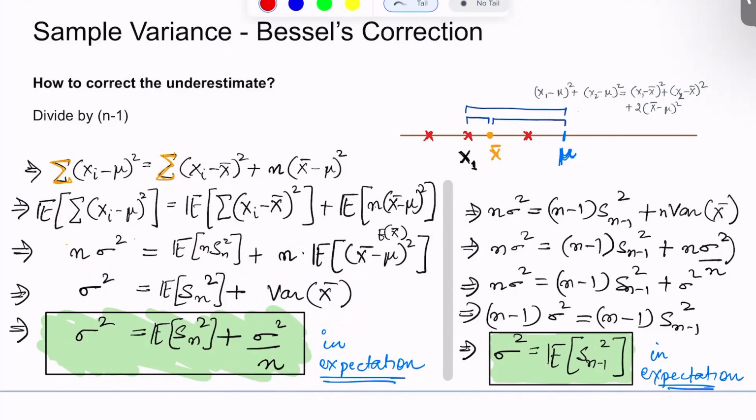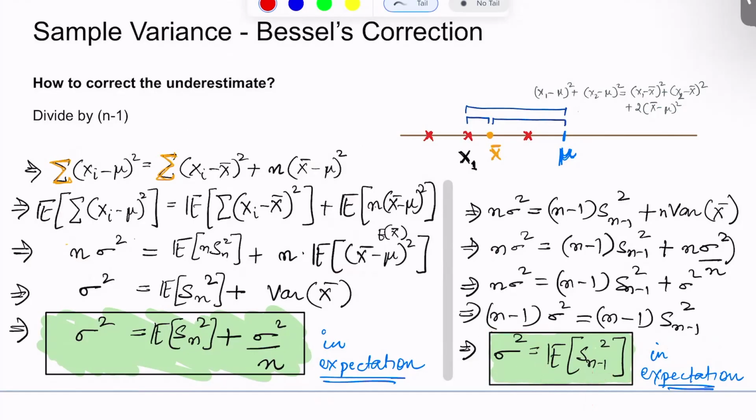Now another way of solving this equation would be, instead of replacing this term by n times Sn square, we can replace it by n minus 1 times Sn minus 1 square. So this whole term would reduce to n times the variance of x. That is fine. And if we keep on solving that, we'll get to the fact that the population variance is equal to the expected value of Sn minus 1 square. So there is no offset here. The bias is 0. We discussed in the earlier videos that if in expectation the estimator is equal to the population parameter, it is an unbiased estimator.